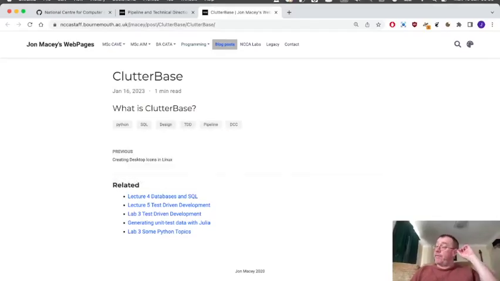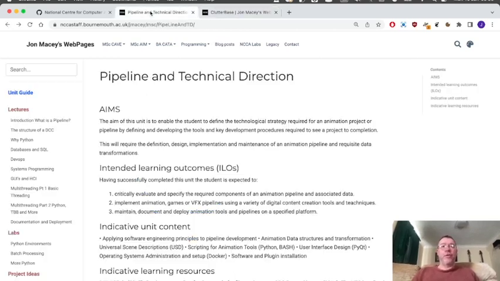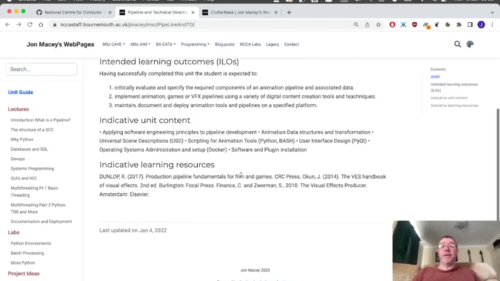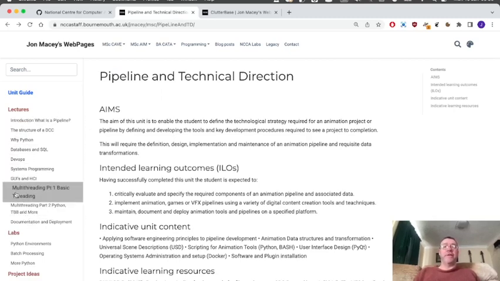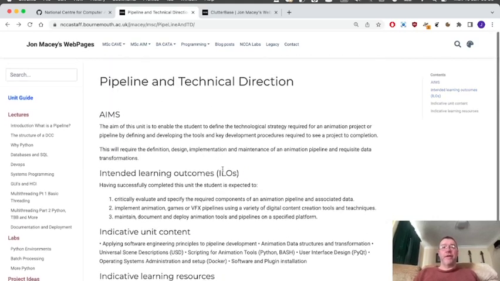So this is the first in a series of blog posts where I'm going to look at the design and implementation of a project that I use for the pipeline and technical direction unit on the MSc Computer Animation and Visual Effects course. The idea of this unit is that it introduces the sort of pipeline skills and lower level programming interaction that technical directors may need.